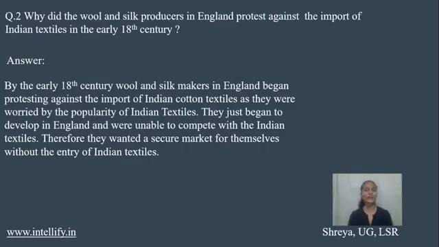While the situation in England was such that the wool and silk producers had just begun to develop. So they were very worried about the popularity of the Indian textile. They knew that they were unable to compete with the Indian textile. Therefore, they wanted a secure market for themselves where there was no entry of the Indian textile. They wanted a market without the interference of Indian textile.